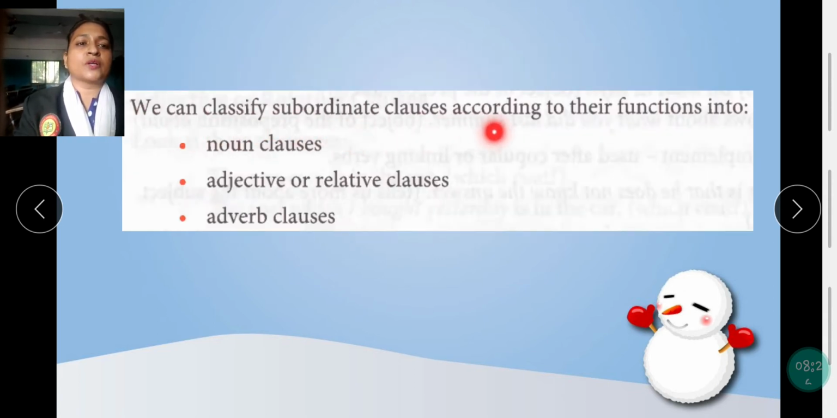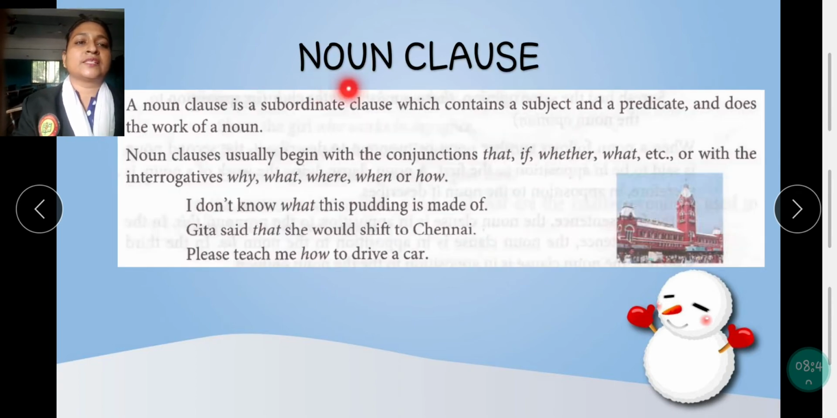We can classify subordinate clauses according to their functions also. So this is how it is classified. Subordinate clauses can be noun clauses, adjective or relative clauses, and adverb clauses. Let's see noun clause. A noun clause is a subordinate clause which contains a subject and a predicate and does the work of a noun. Noun clauses usually begin with the conjunctions that, if, whether, what, etc. or with the interrogatives why, what, where, when or how. Okay, so from these words you will get a hint that these are noun clauses.